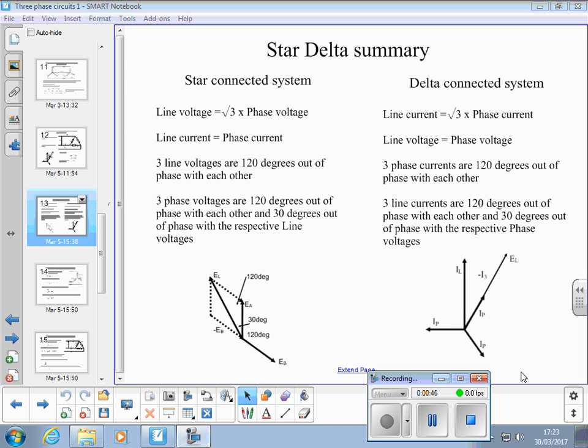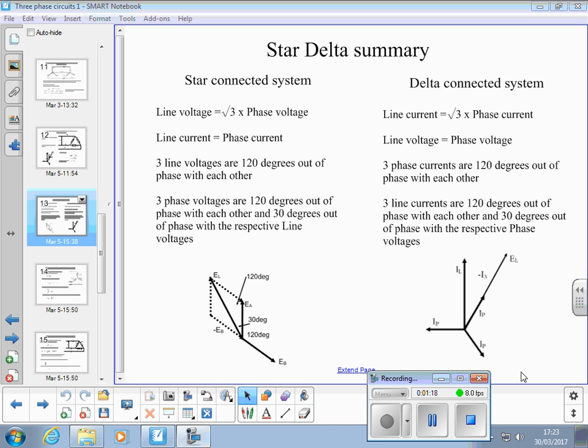Okay. In the star connected system, the phase currents and the line currents are equal, because all the current in a line is going down one phase, then to the star point. You have three line voltages 120 degrees out of phase with each other, three phase voltages 120 degrees out of phase with each other, and each of them are 30 degrees out of phase with the line voltage.